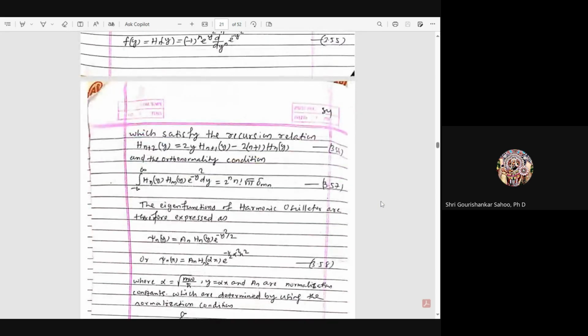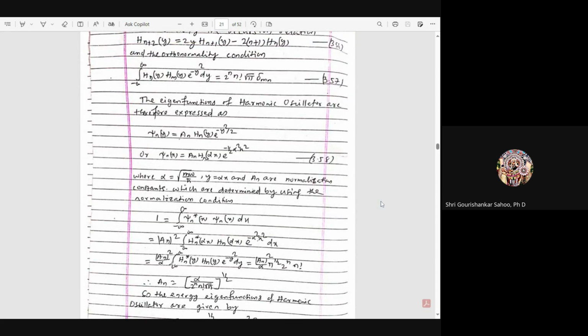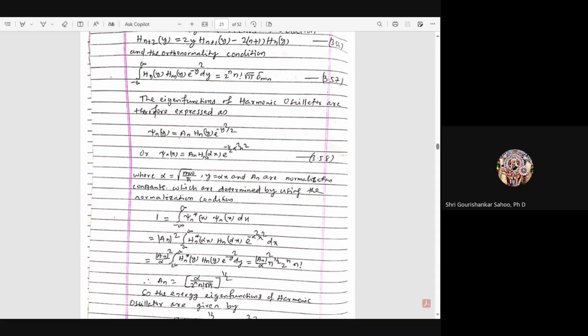Okay, so the eigenfunctions of the harmonic oscillator are therefore expressed as psi_n is equal to A_n H_n e to the power minus y square by 2, and your psi_n is equal to A_n H_n(alpha x) multiplied by e to the power minus half alpha square x square. So your alpha is equal to root over m omega by h cross, and your y is equal to alpha x, and A_n are normalization constants.